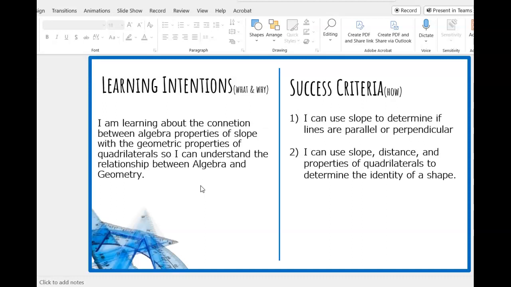This is a quick recording on parallel and perpendicular lines. Really, parallel lines and slope of parallel lines is a little bit of a review, and then looking at perpendicular lines slopes, which we haven't done yet.